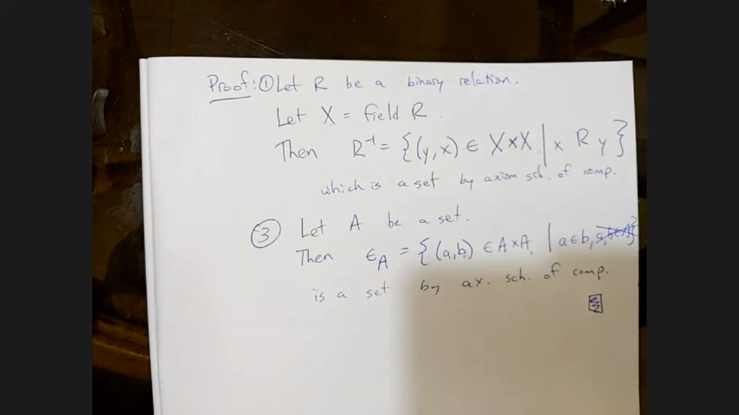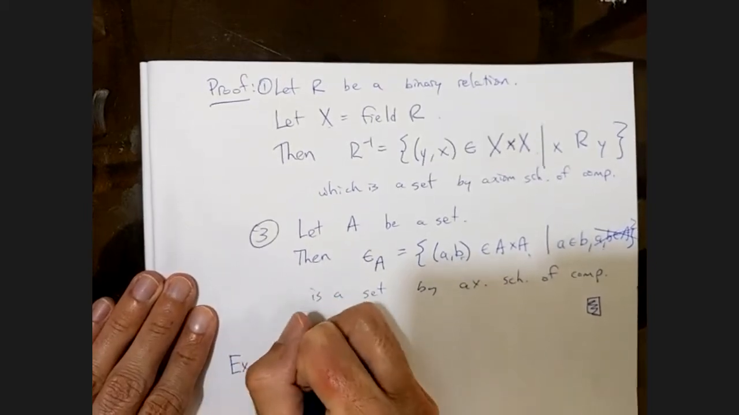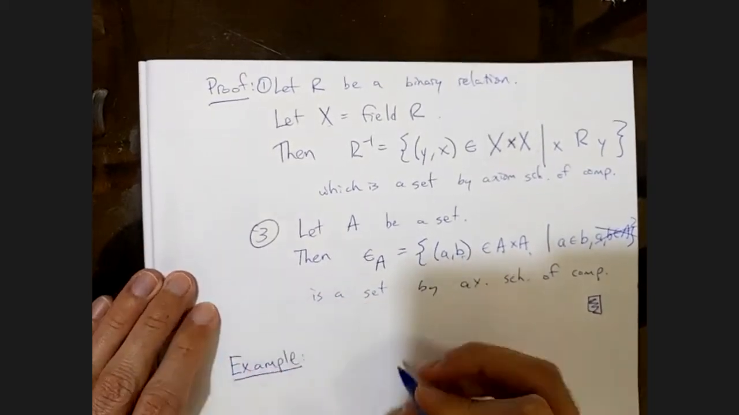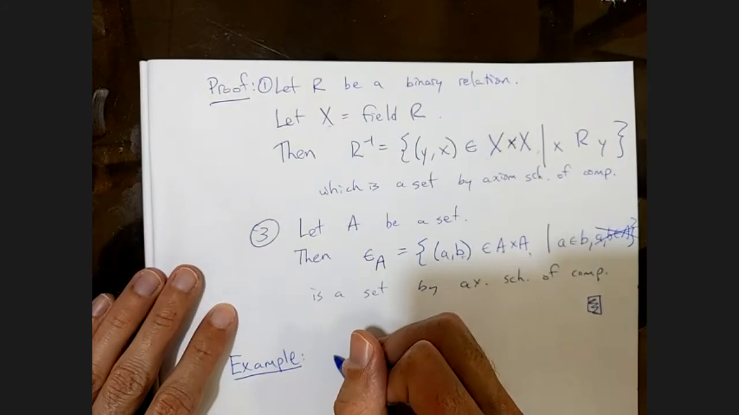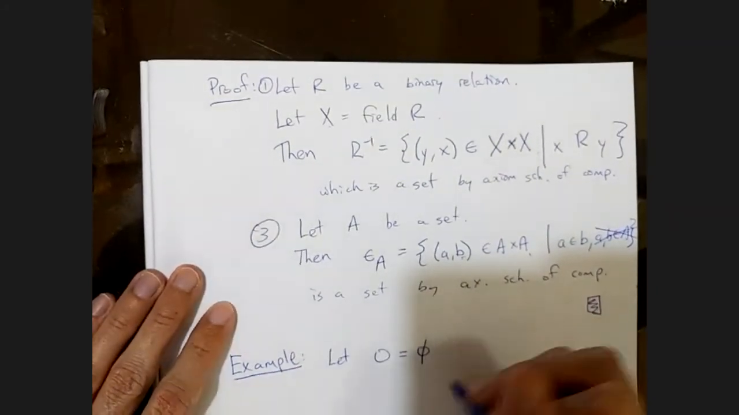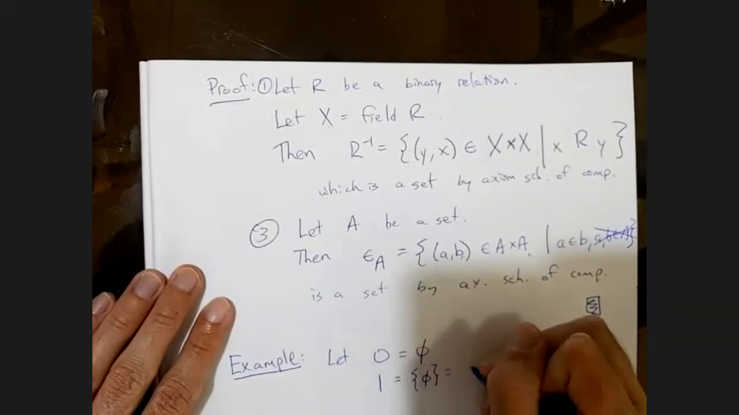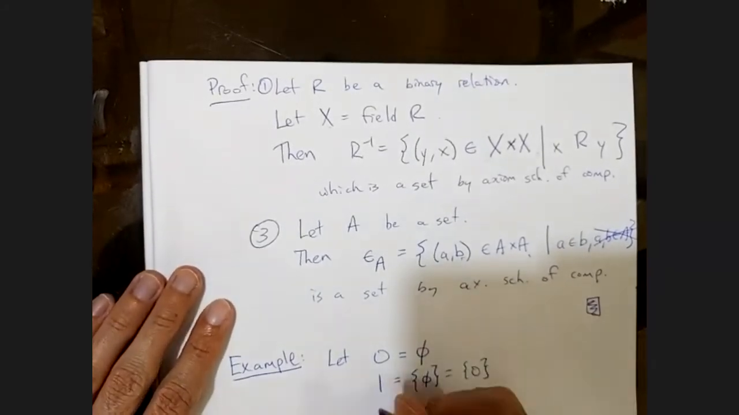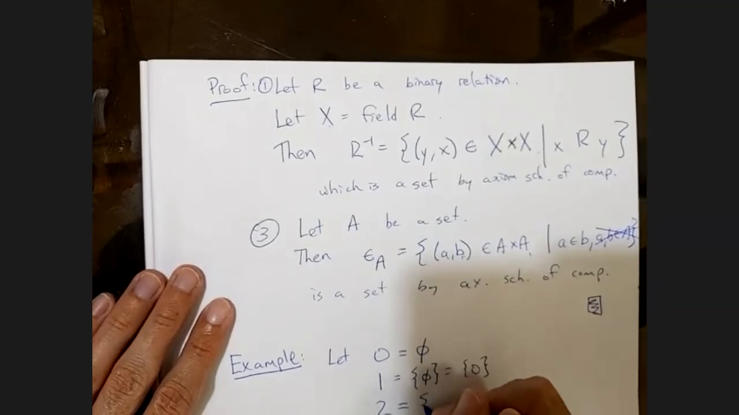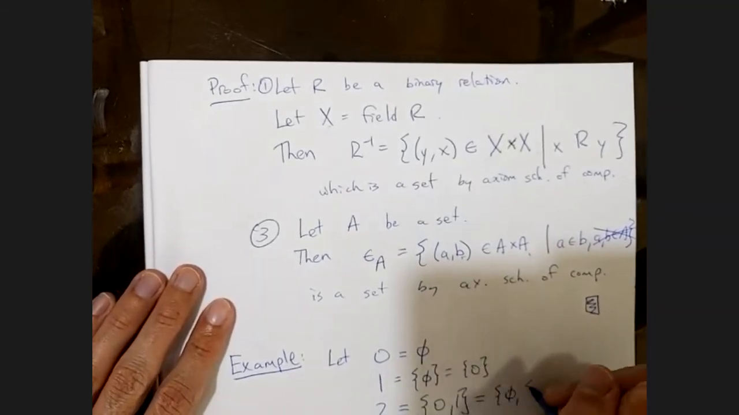Okay, let's do a little example. Let's take 0 to be the empty set. Let's take 1. Let's take 2 to be this. Okay.